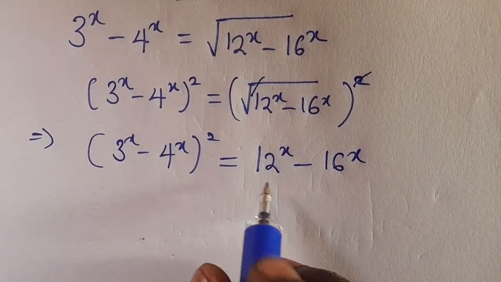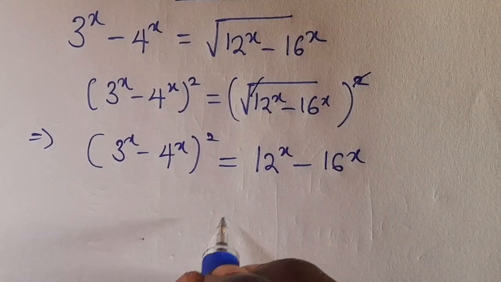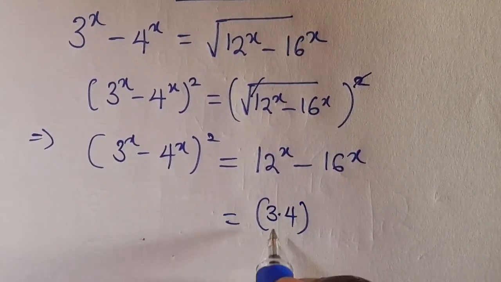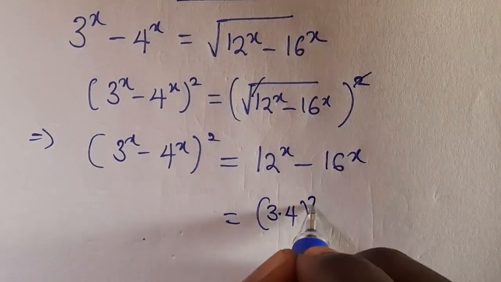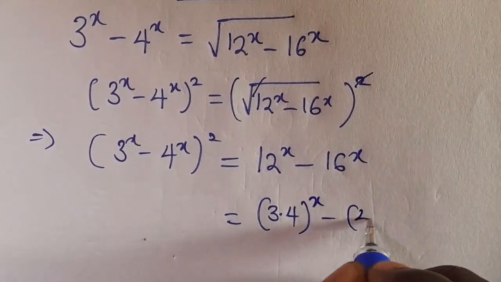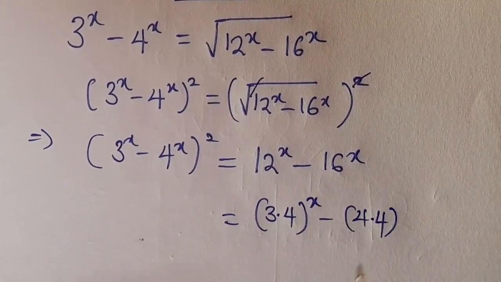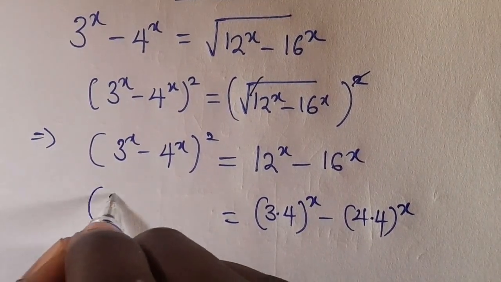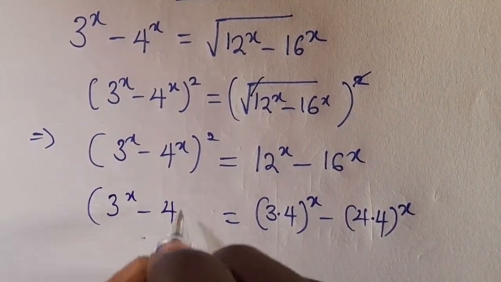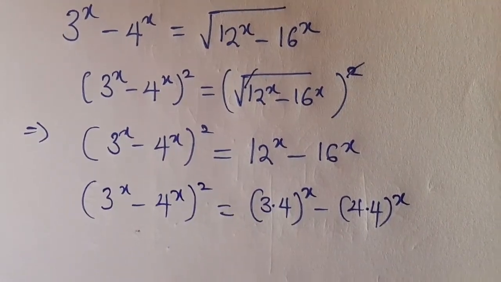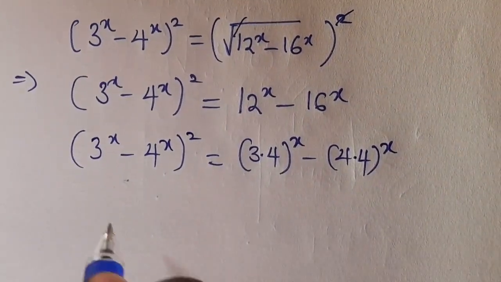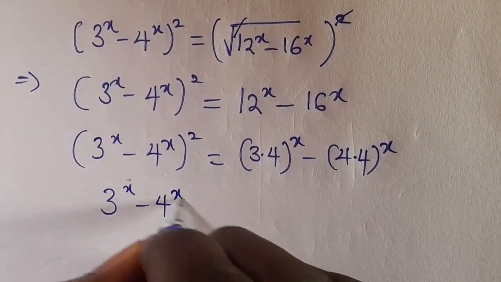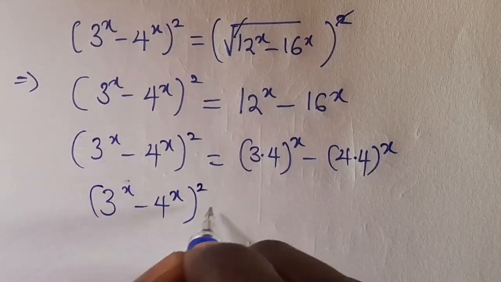So from the right hand side, we can have this as 3 multiplied by 4 will give us 12, all to the power of x minus 4 times 4 will give us 16, all to the power of x. Then here will now be 3 to the power of x minus 4 to the power of x all square. Now from here we have 3 to the power of x minus 4 to the power of x all squared to be equals.